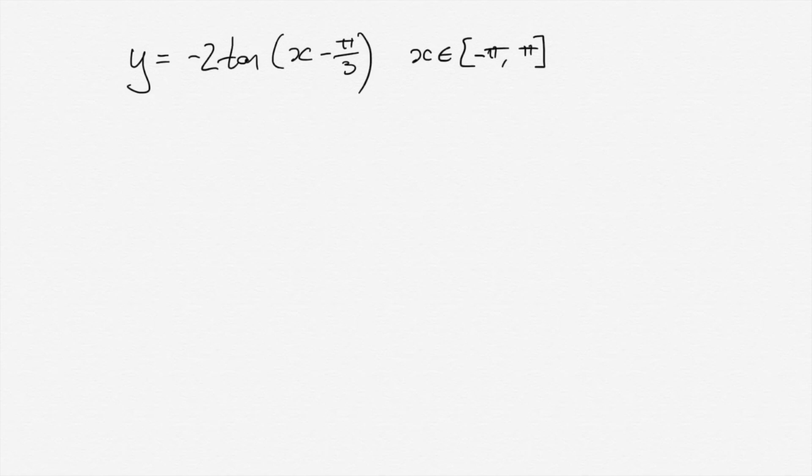So the first example we're going to look at is this question here. We've been asked to sketch the graph of y is equal to negative 2 tan(x minus pi on 3) over the domain from x is negative pi to pi.